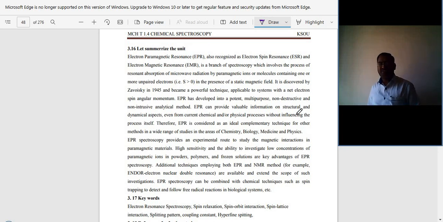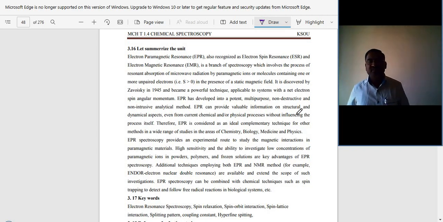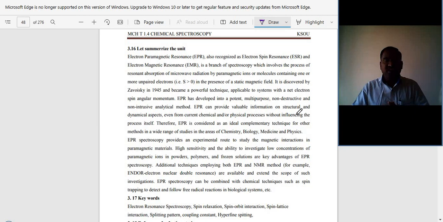To summarize unit 3, EPR, also recognized as electron spin resonance and electron magnetic resonance, is a branch of spectroscopy which involves the process of resonant absorption of microwave radiation by paramagnetic ions or molecules containing one or more unpaired electrons in the presence of a static magnetic field. It was discovered by Zavoisky in 1945 and has become a powerful technique applicable to systems with a net electron spin angular momentum.